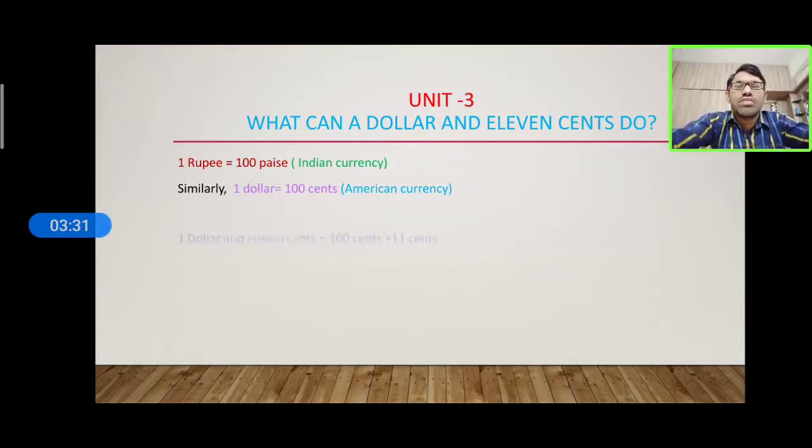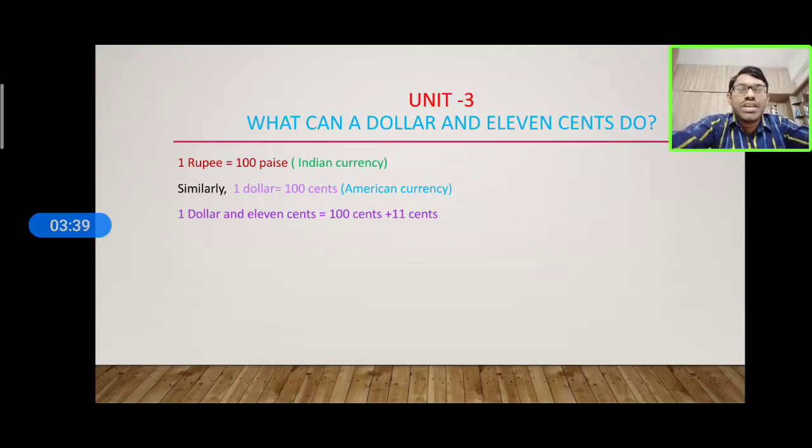So we shall see what it is. $1 and 11 cents: $1 is equal to 100 cents, plus 11 cents as it is. So finally, what is the total? 111 cents. So $1 and 11 cents is equal to 111 cents. Is it clear, children? I think you are getting my point. In this unit you will come to know about this very carefully.